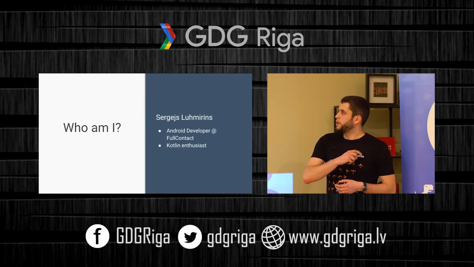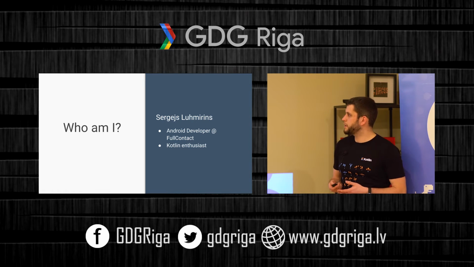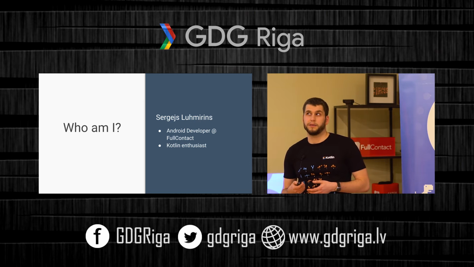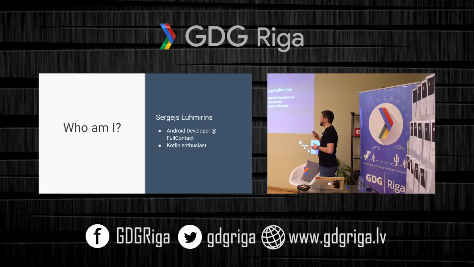So, who am I? My name is Sergejs. I'm an Android developer for four and something years. Currently, I work here for Contact. I'm also a Kotlin enthusiast. I started to tinker with Kotlin from beta versions, and now I'm using it in production, finally.